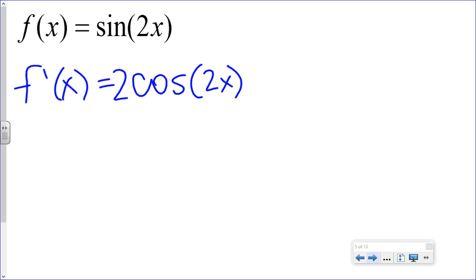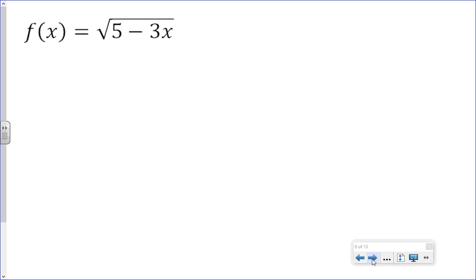It gets a little bit more interesting when we move into examples like this. Okay, so first of all, square root. Have I taught you how to take a derivative of a square root? Yes, by doing what? Okay, we have to rewrite it as a 1/2 power to use the power rule.